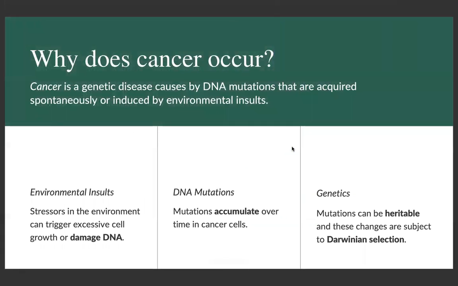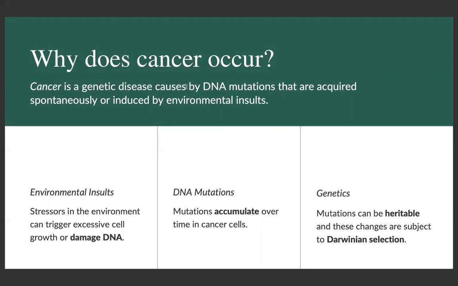Now let's take a deeper dive and look at this big question, which is why does cancer occur? In order to do that, let's define it. Cancer is a genetic disease caused by DNA mutations that are acquired spontaneously or induced by environmental insults. I apologize for the typo. Please ignore that.